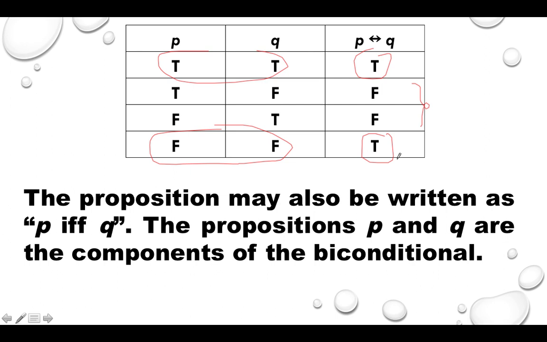That is biconditional. The proposition may also be written as P if and only if Q. The proposition P and Q are the components of the biconditional. Okay? So we will now go on to the truth tables making, and you will see this lesson in our next video.